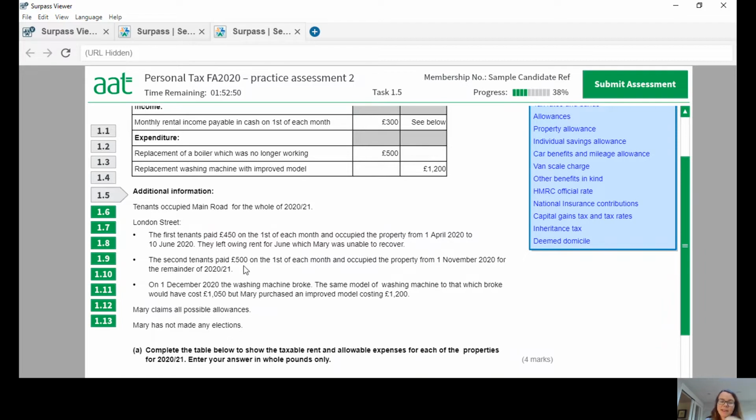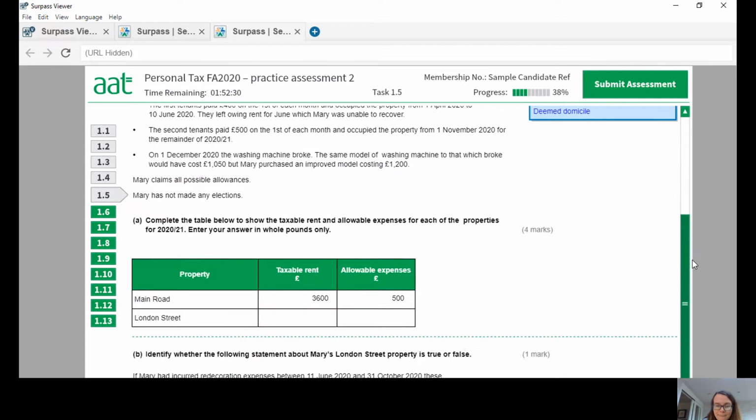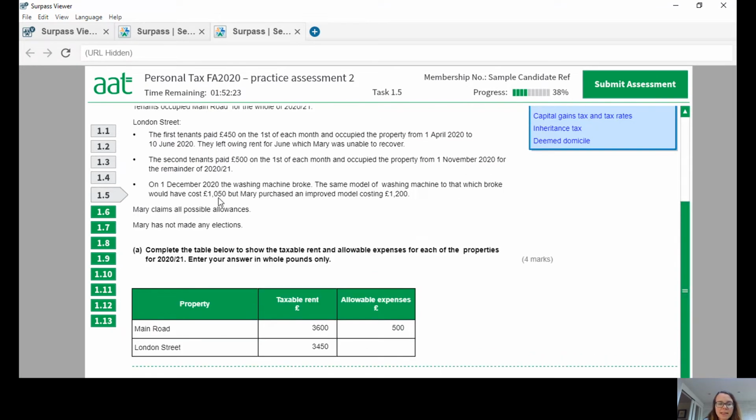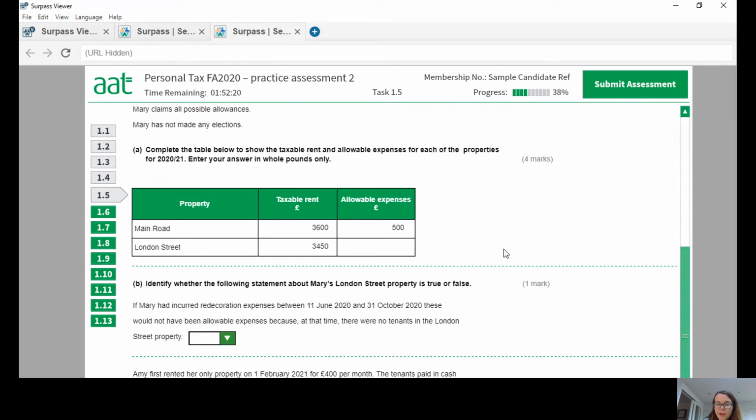We've then got the second tenants paid on the 1st from the 1st of November for the rest of the tax year. So November, December, January, February, March, April, because the 1st of April is within that. So 6 lots of 500 is 3,000 plus that other 450 gives me 3,450 as my taxable rent. And remember, we'd already said that the allowable expense is the 1,050 for the equivalent model of washing machine.